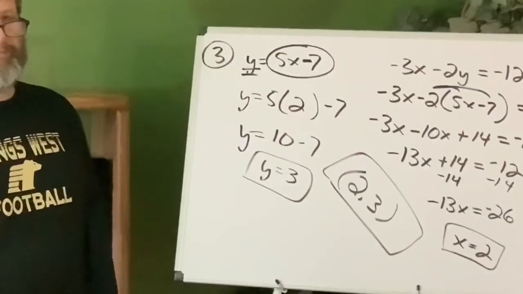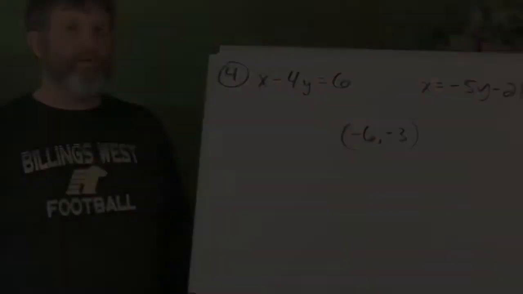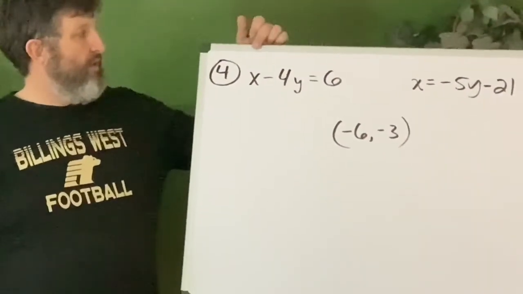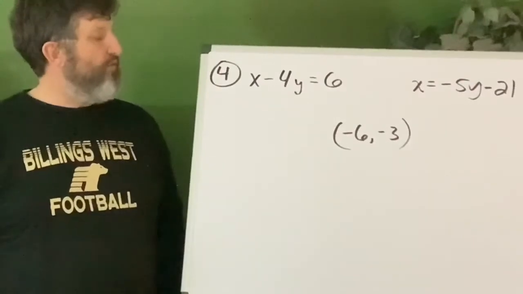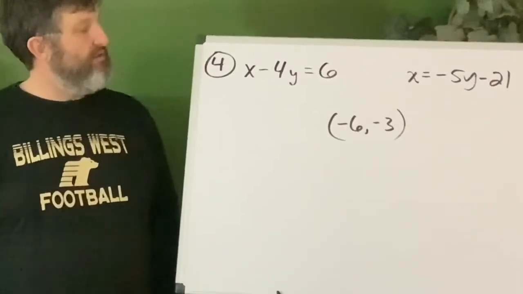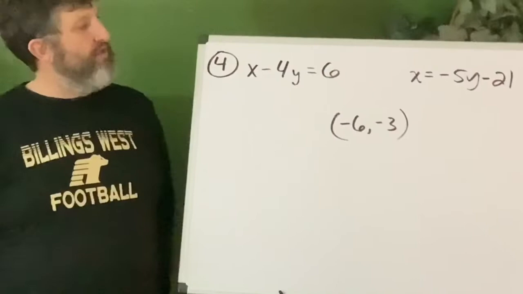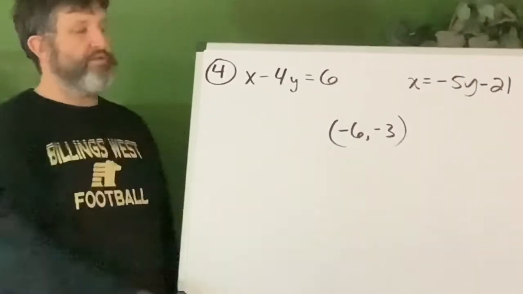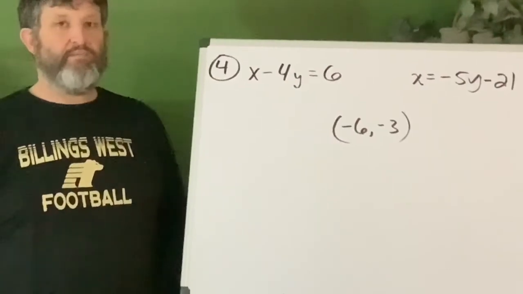Starting to flow a little bit? Hope so. All right, here we go. Problem number 4. X minus 4y equals 6. And then over here we have x equals -5y minus 21. There's your answer. Get it this time, no help.